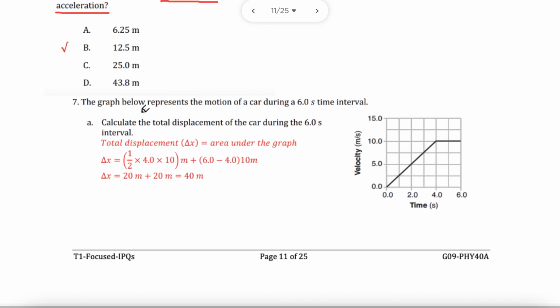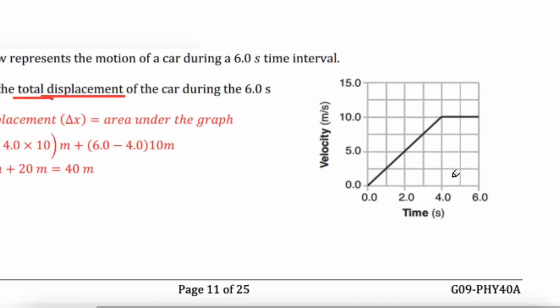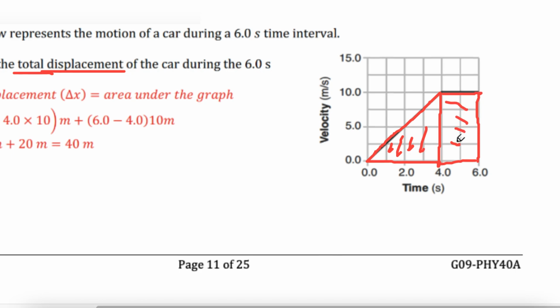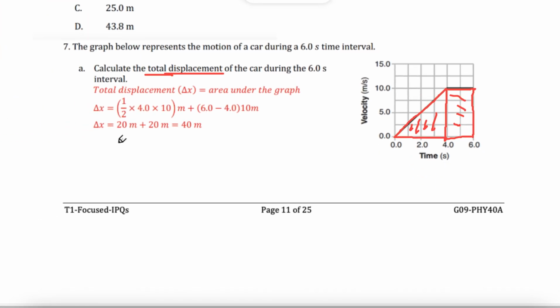Let's see, we have this graph with this motion, very nice. Find the displacement, okay, same thing. But now it said total displacement. So I need the whole displacement. I can see that I have two shapes here. I have a triangle and I have this rectangle. I have two sections, 1 and 2. I have to add both of them. So I will find the total displacement as written over here.